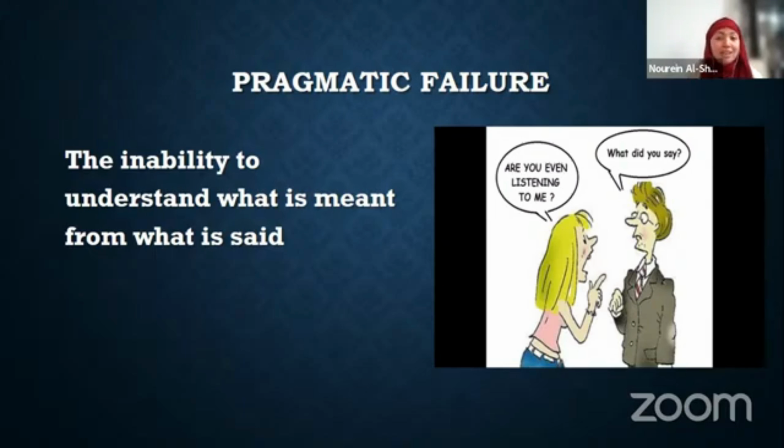Pragmatic failure is like this picture. Are you even listening to me? And what did you say? So there is a clash in communication, a clash in interaction here. Pragmatic failure is the inability to understand what is meant from what is said. You don't get the message clearly. That's why you cannot respond appropriately to it.